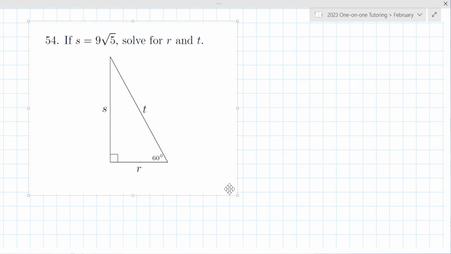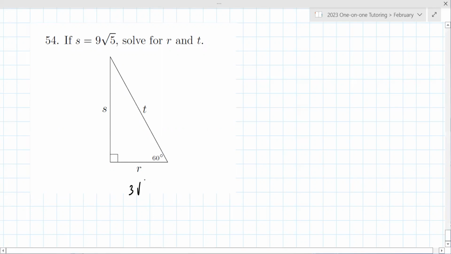Okay. R is going to be 3 times the square root of 15, and then 2r will be 6 times the square root of 15. Okay. That sounds perfect. So what could you see here?